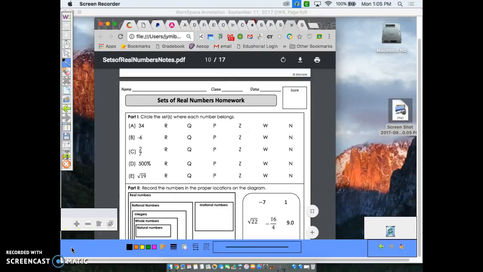It says sets of real numbers homework, circle the sets where each number belongs. So this is getting cut out and this is getting put on the right hand side of your notebook, I believe page 16. So A says 34. 34 is a rational number.